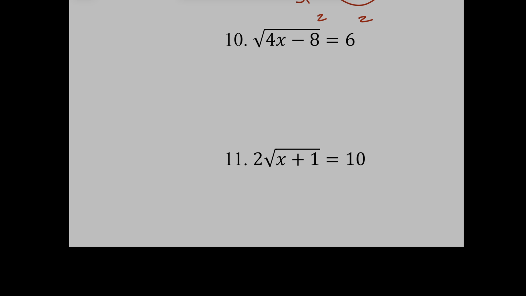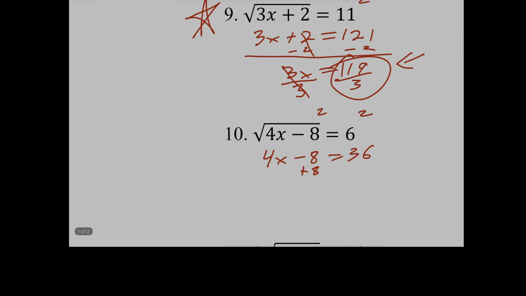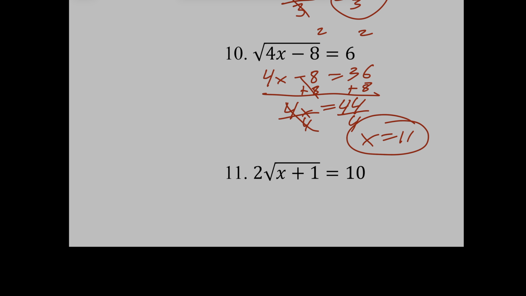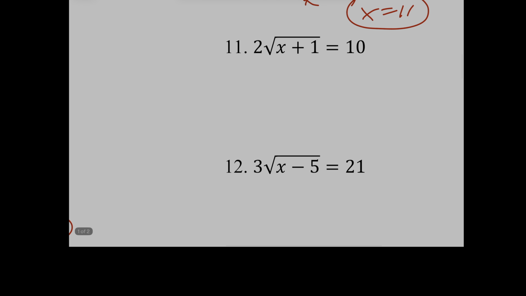Let's square both sides, and I'm going to get 4x minus 8 equals 36. Now all I have to do is add 8 to both sides. And I'm going to get 4x equals 44. And once I divide each side by 4, my x is going to equal 11. Okay? And that one does make quite a bit of sense to me.